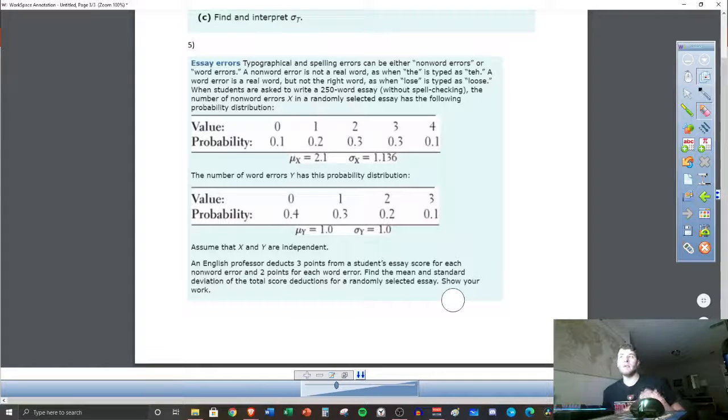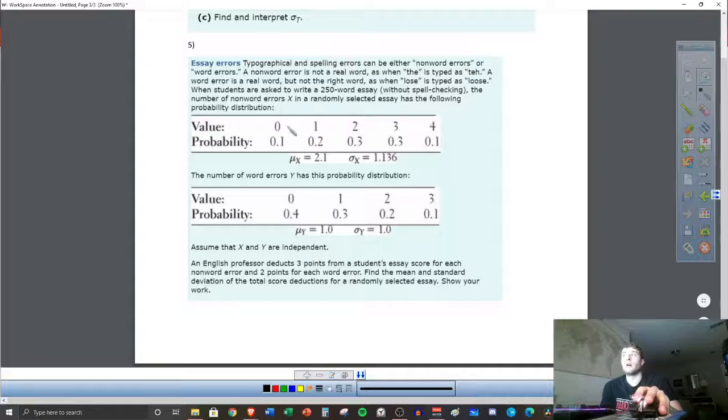The right ordering for this would be to transform these. We need to change these into their point values, right? What do we expect? How many points are going to get deducted for non-word errors? Well, it's 3 points each word. So if I go through here and I multiply all of these by 3, we have to transform it. Okay? That causes this to be multiplied by 3. So the new random variable would say 3x. We take the mean, we multiply it by 3. That gets us 6.3.